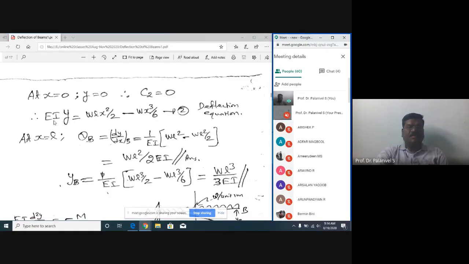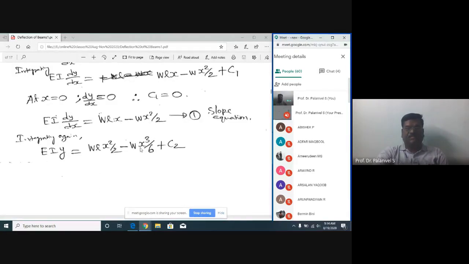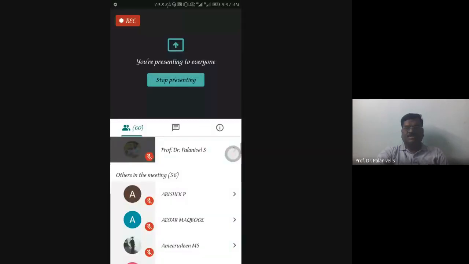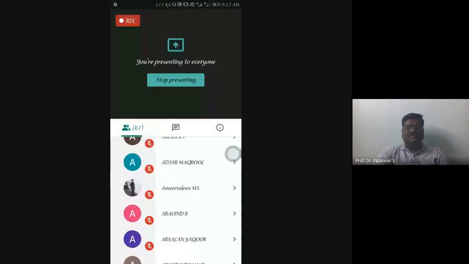Therefore, the deflection equation is given by EIy equal to WLx square divided by 2 minus Wx cube by 6. This only, because C2 becomes 0. That's why I have written this. This is equation 2. This is called the deflection equation.